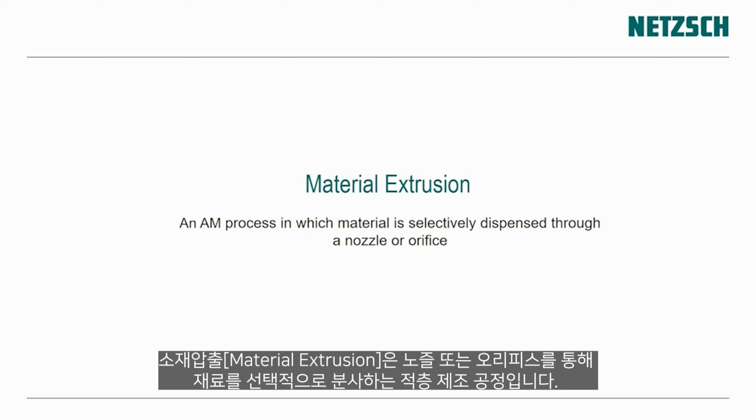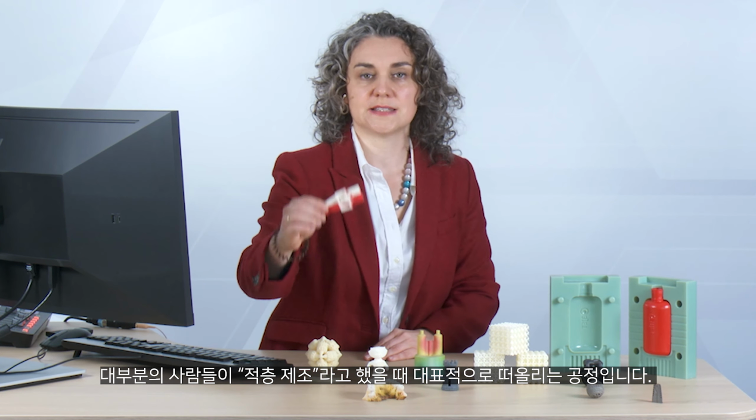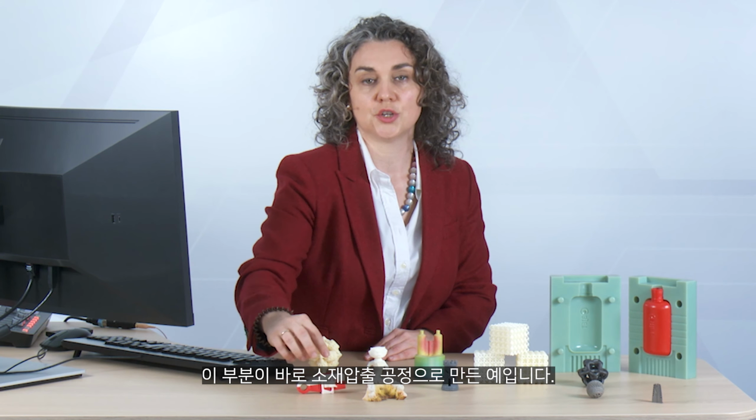Material extrusion is an additive manufacturing process in which material is selectively dispensed through a nozzle or orifice. That's actually the process that most people know, and for example, this part could be made out of it. 2 colors gives us already an idea that that would be a material extrusion part.